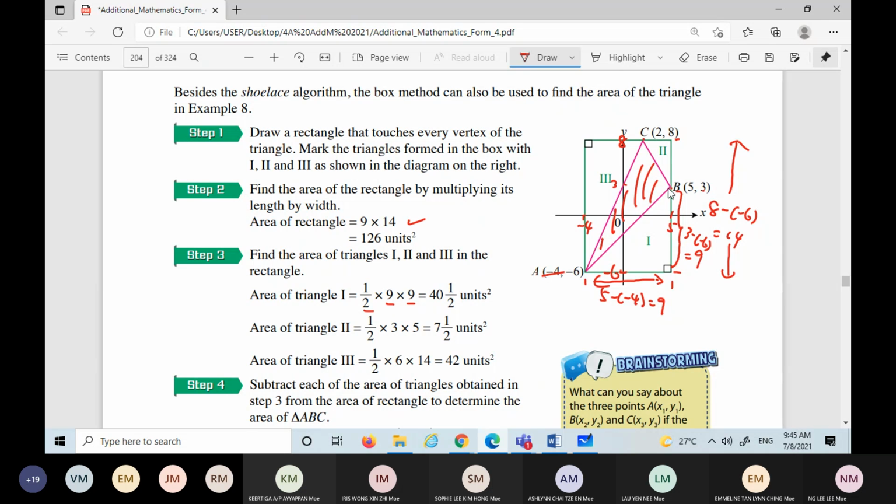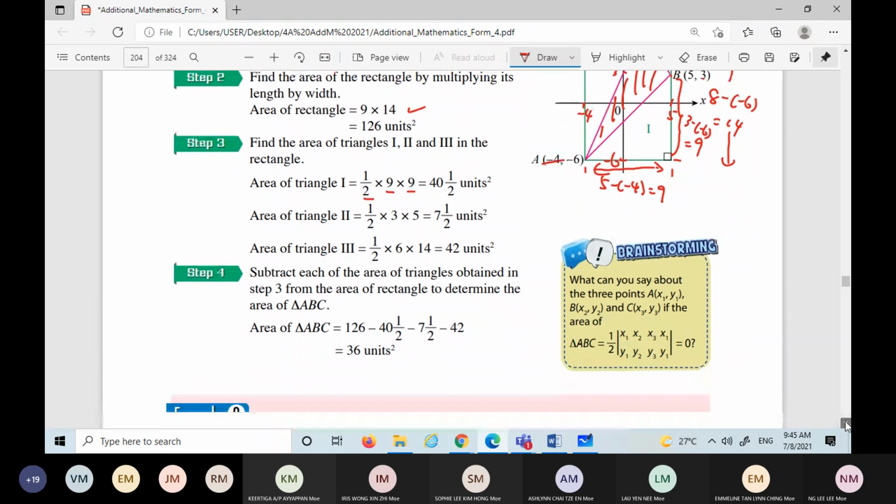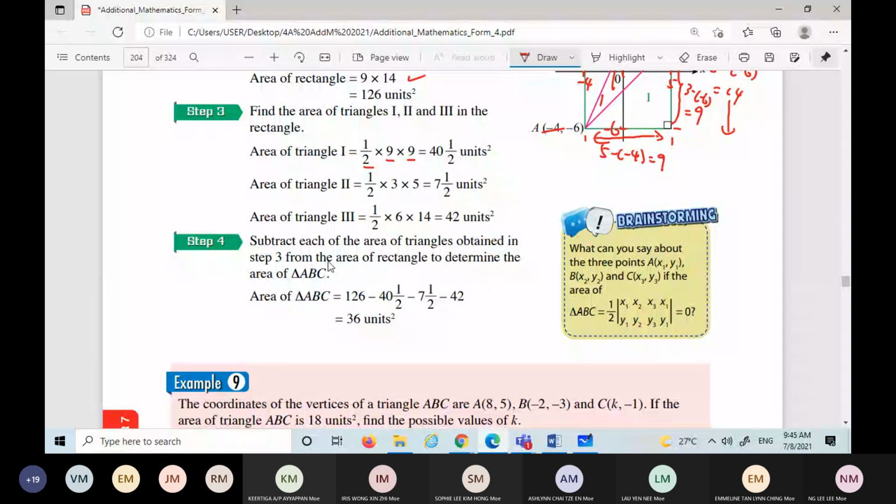Second triangle, do the same thing. Third triangle, do the same thing. Then you just subtract. Subtract the areas of the triangles in step 3 from the area of the rectangle to determine the area of triangle ABC. So 126, just minus these 3. Then you will get the answer. So this is another way of getting the area of a triangle. Now we go to example 9.